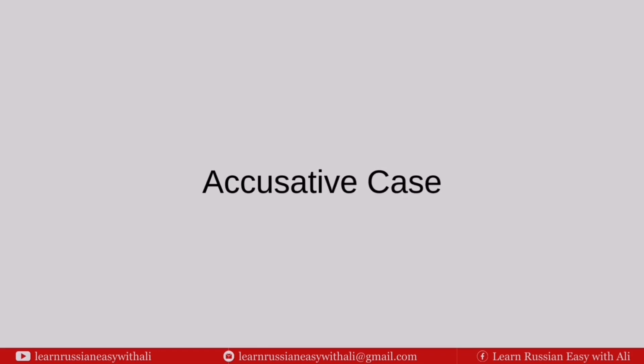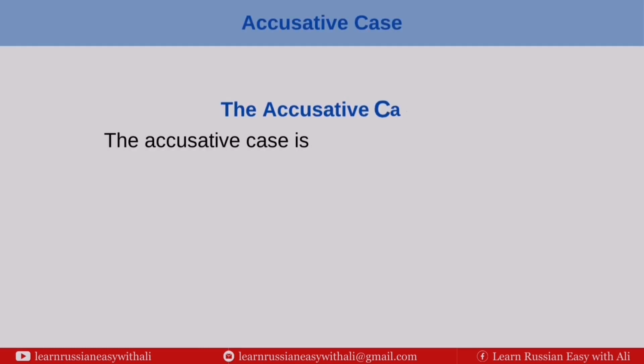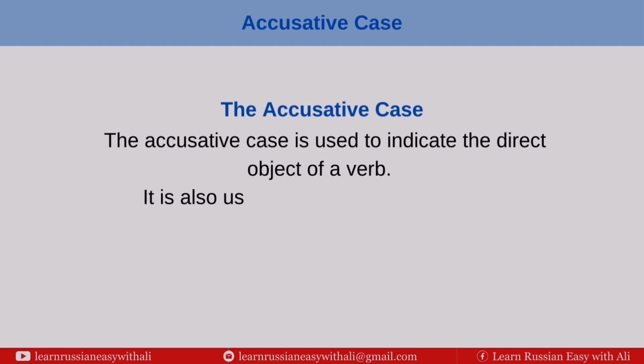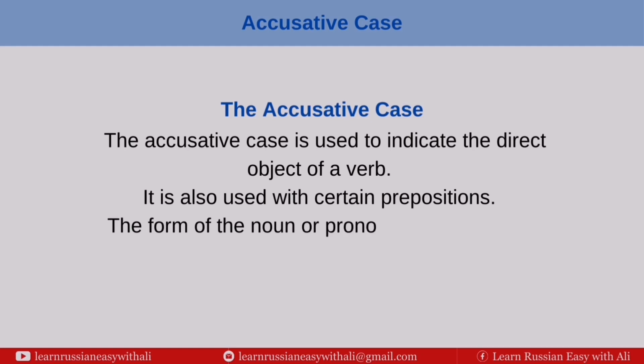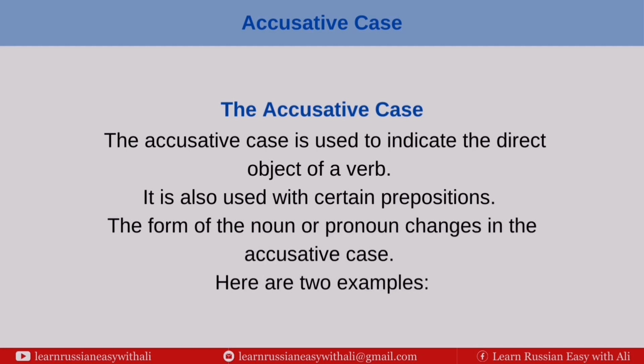Accusative case. The accusative case is used to indicate the direct object of a verb. It is also used with certain prepositions. The form of the noun or pronoun changes in the accusative case. Here are two examples.